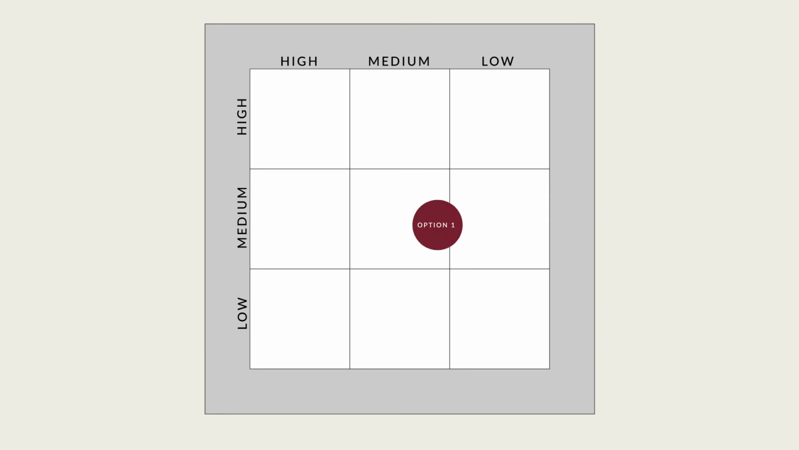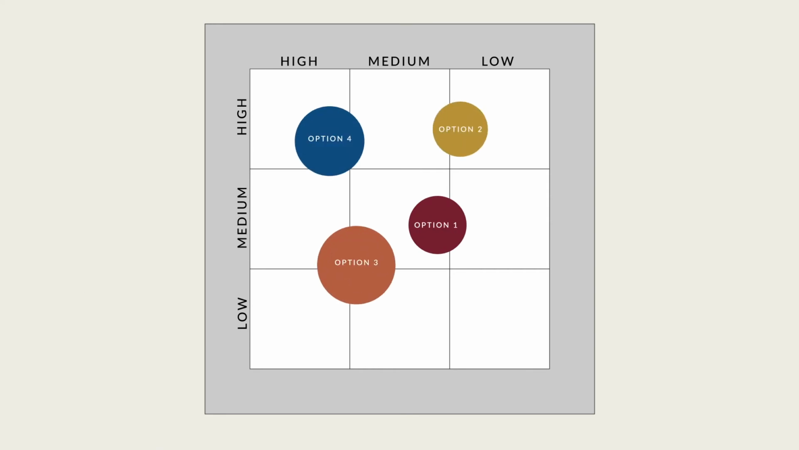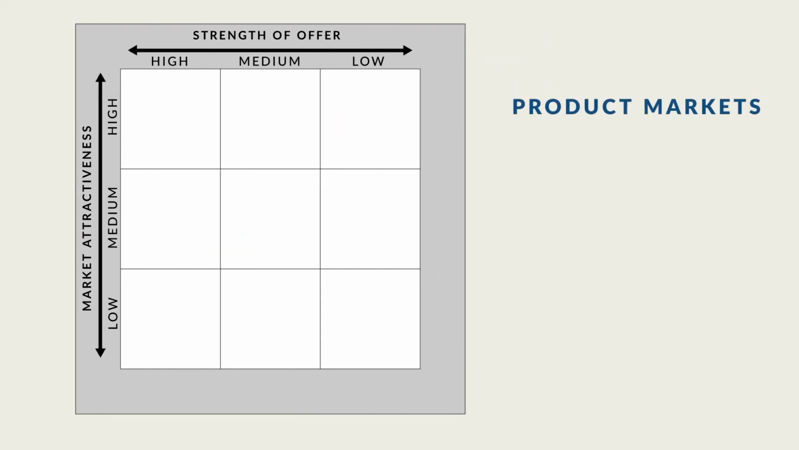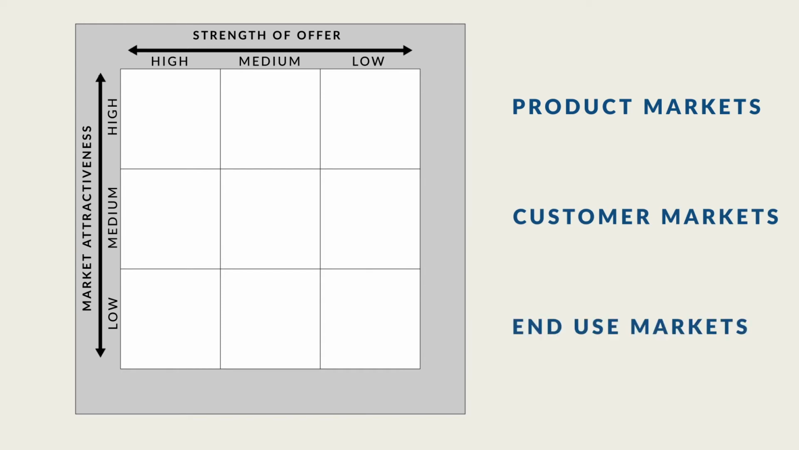Specifically, it plots your options or choices onto a two-dimensional matrix. The y-axis shows how attractive a market is to you, and the x-axis shows how good your offer is from the perspective of the customer, which is what I mean by how attractive they find you. Now, you can use this tool to evaluate product markets, customer markets, or end-use markets.